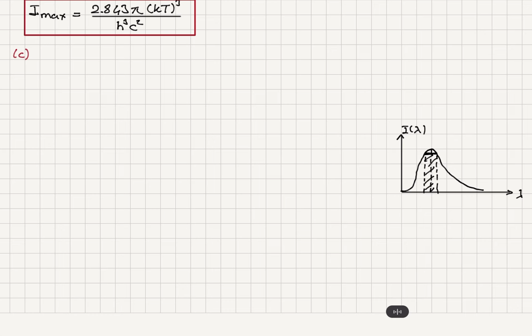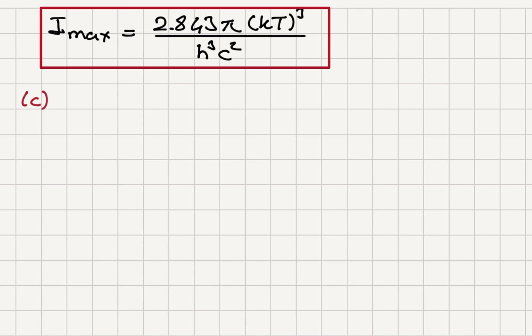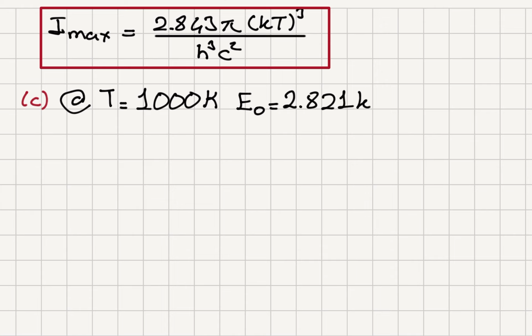Okay, now we're operating at a temperature of 1000 Kelvin. The maximum intensity energy is 2.821 kT.